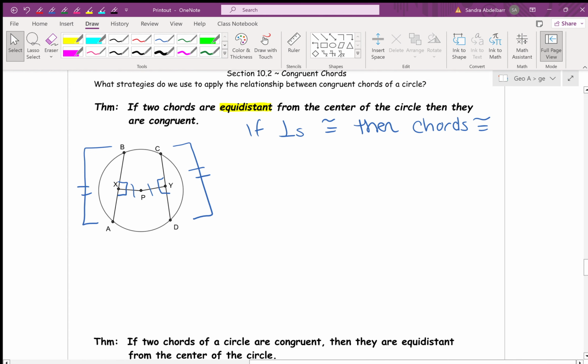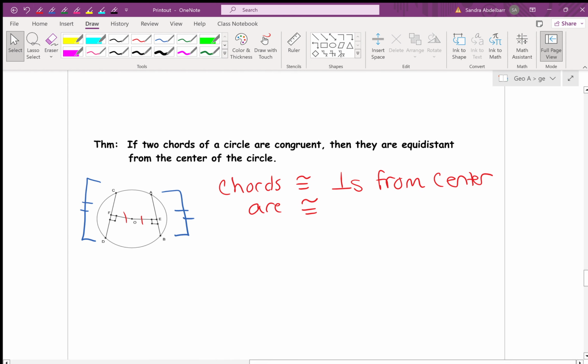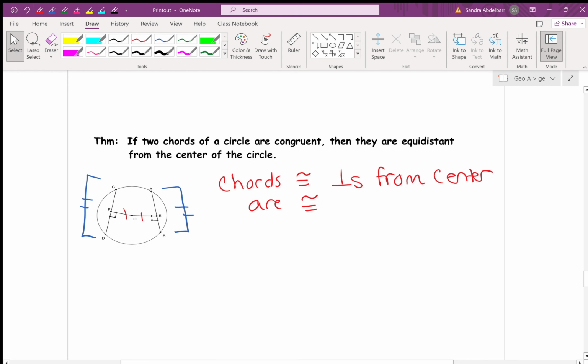Also here too, it should have been from center. There we go. Perpendiculars from center congruent, then chords congruent. Chords congruent, then perpendiculars from center are congruent. All right, do we want to see how this would show up in problems? Are we still writing? I'll give you a second to finish writing.